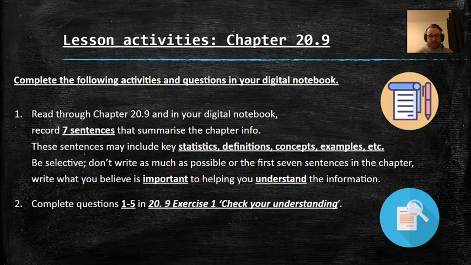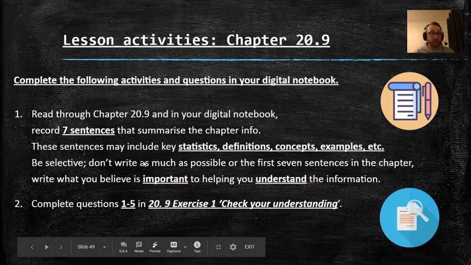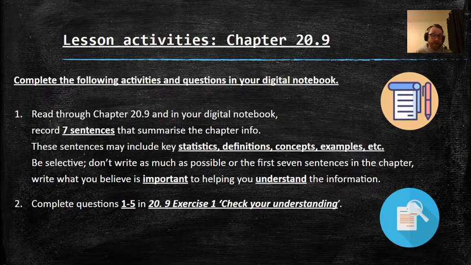Don't just write the first thing you see. Read through it, think about it, and write not as much as possible. Write what you believe is important. Write what you believe will help you understand the information. And a good way to test if you have effective notes is to close your textbook, look at the notes, and say, okay, do I understand chapter 20.9 just off these 7 sentences here? So that's the first half of what you're doing.